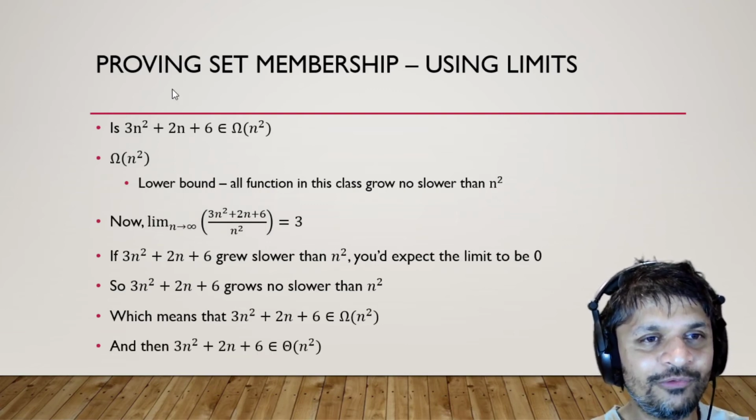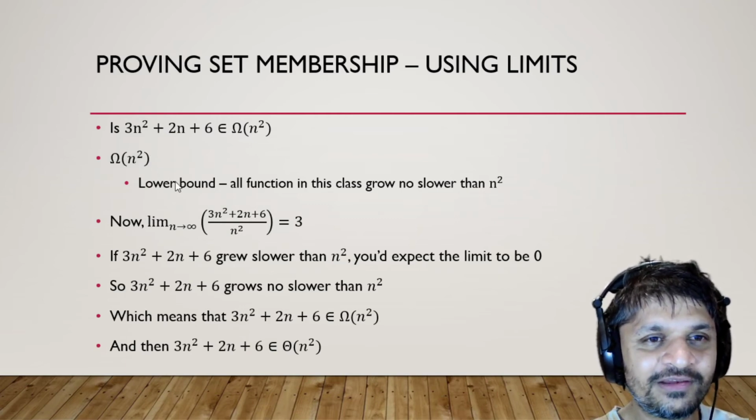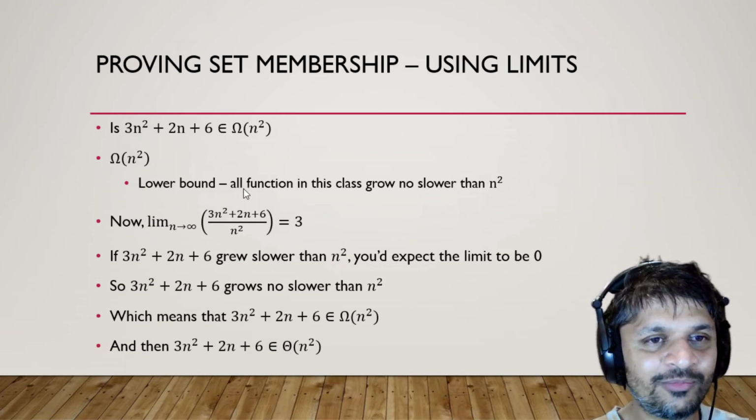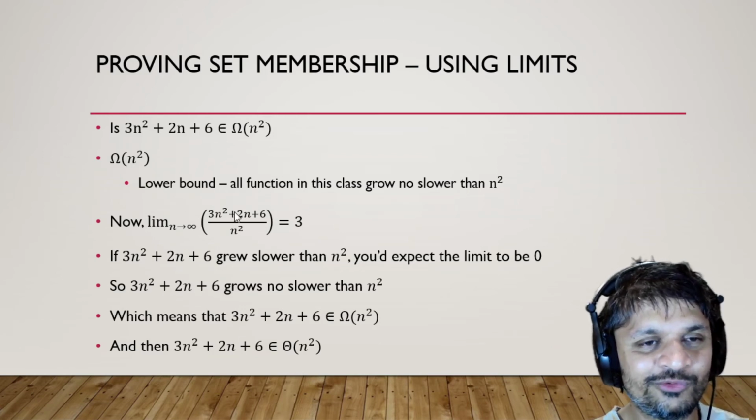We also have to prove that 3n squared plus 2n plus 6 is an element of omega n squared. Okay? So I just pasted the definition of omega n squared the same as I did for big O, and it's a lower bound. It says all functions in this class grow no slower than n squared. So let's look at the same ratio, right? We know what the limit is already because we worked it out.